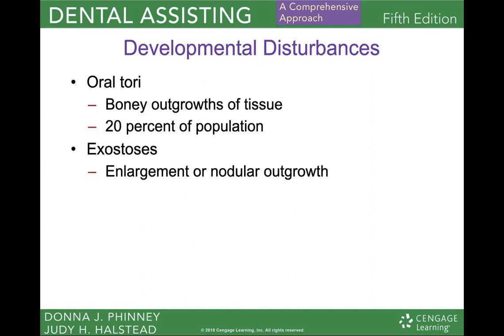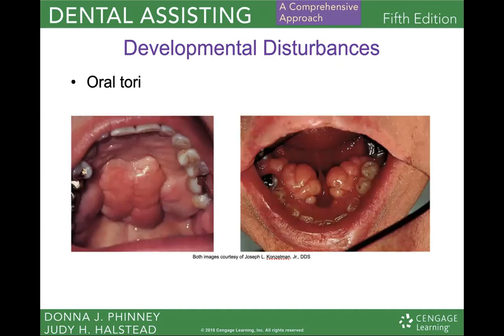Oral tori are bony outgrowths of tissue in the oral cavity that are benign in nature. Exostosis is an enlargement or nodular outgrowth of dense lamellar bone that appears on the facial surfaces of the mandibular and maxillary palates. So here we have some pictures of oral tori. The picture on the left is a maxillary torus. It's just singular for tori. And then the picture on the right is mandibular tori. And as we can see, the mandibular tori are bilateral, meaning they're on both sides of the mouth.